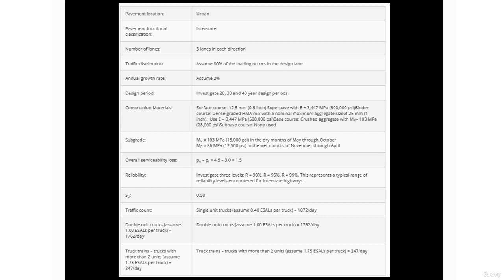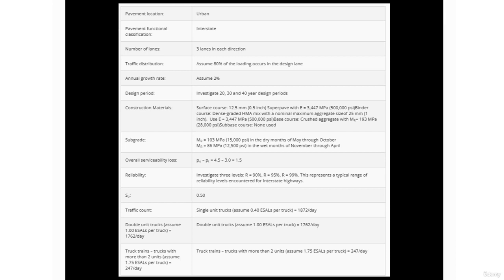Traffic distribution, you assume 80% of the loading occurs in the design lane. Annual growth 2%. Design period, investigate 20, 30, and 40 years. Construction materials, they're given here. As you can see, I'm not going to read through all of them. The construction materials are given right there.